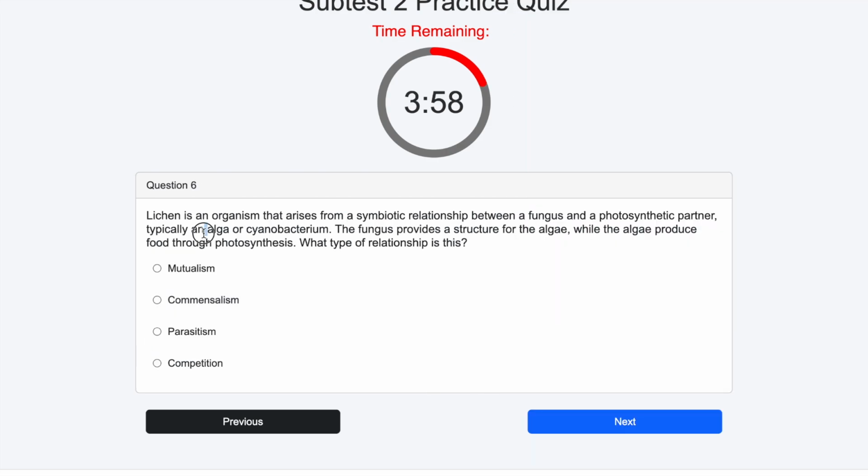Now, question number 6. It looks like I can see "organism" here, and so we're going into the science section. Lichen is an organism that arises from a symbiotic relationship between a fungus and a photosynthetic partner, typically an alga. The fungus provides a structure for the algae while the algae produce food through photosynthesis. What type of relationship is this? Notice that we're getting into the science portion of this, and for this section, we'll need to know that this is mutualism, and that's because both organisms are benefiting.